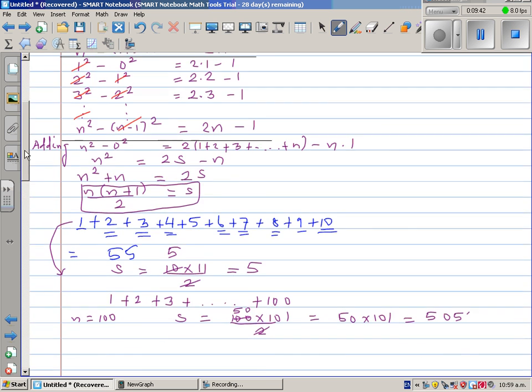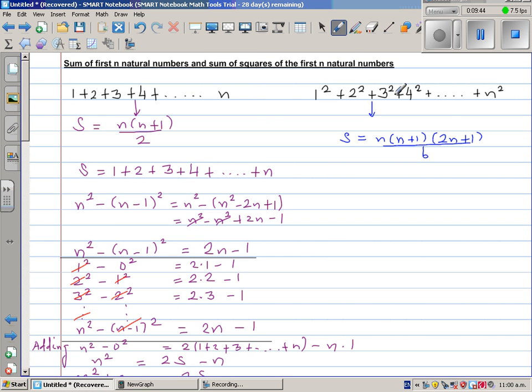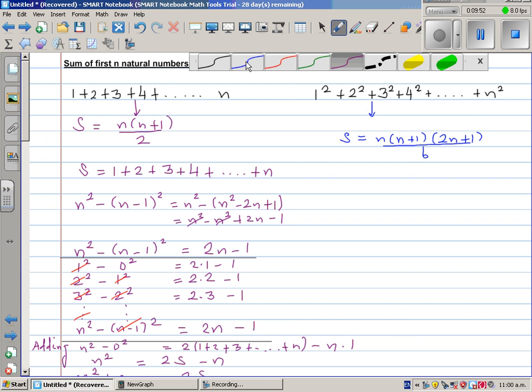Okay, I am running out of time. I would like you to do this formula. Try to prove this yourself. I'll give you a hint here. The hint would be like this.